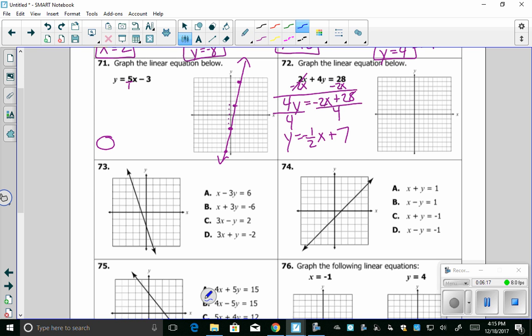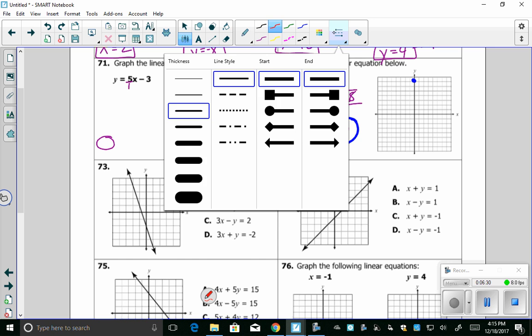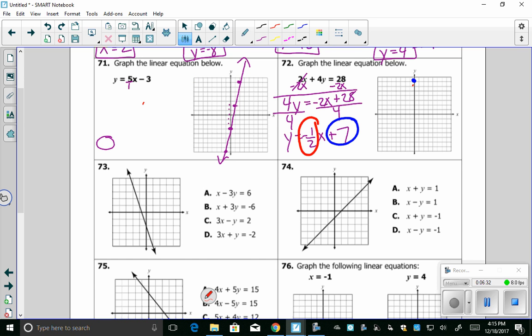This is my y-intercept, so I'm going to put a point at positive 7. And then this is my slope, negative 1 over 2. So I'm going to go down 1 over 2. Put a point. Down 1 over 2. And graph.